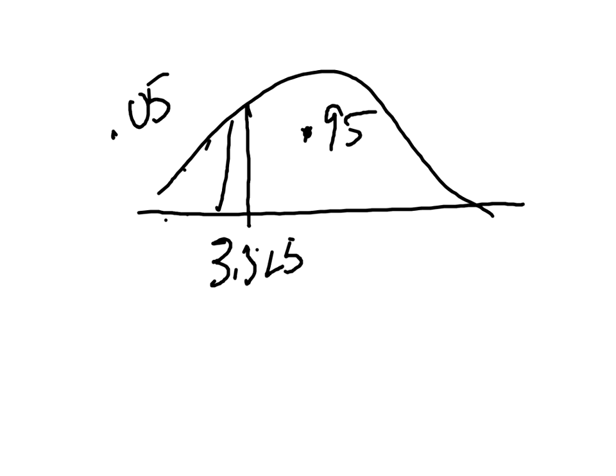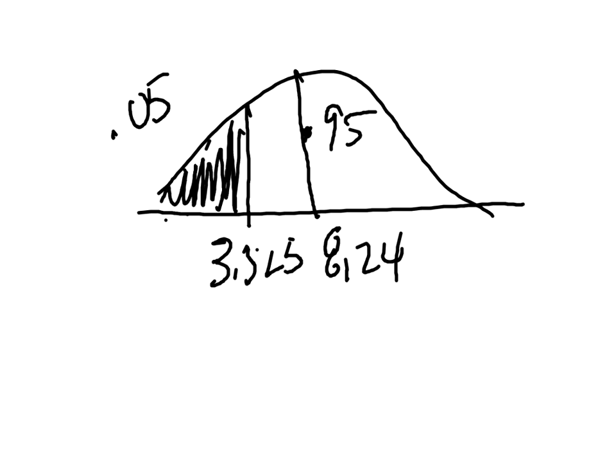And our test value was 8.24. I'll emphasize a little more. Now, 8.24 is not less than 3.325. It's obviously not in that critical region there, so that means that we're not going to reject the null hypotheses.